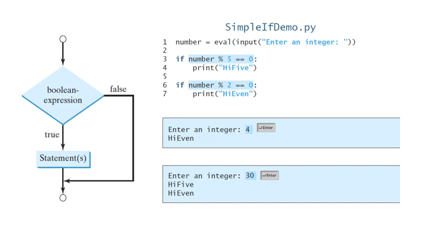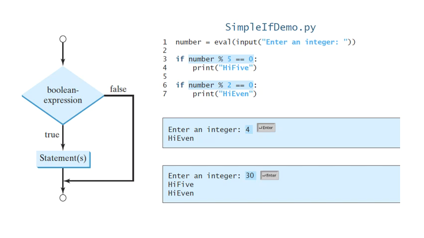So single if demo, the variable number equal to eval, input, enter an integer. The input function is used to get the input from the user, and eval converts the input string into a number. So if number percentage 5 is equivalent to 0, print high 5. If number percentage 2 equal to 0, then print high even.